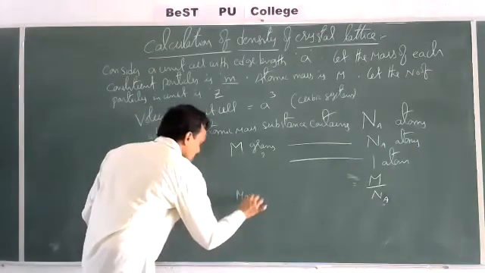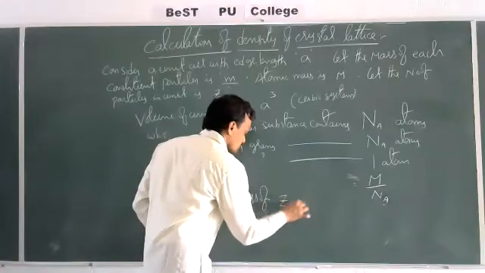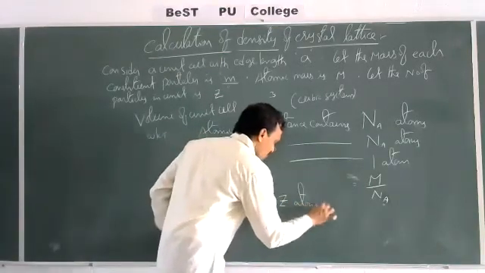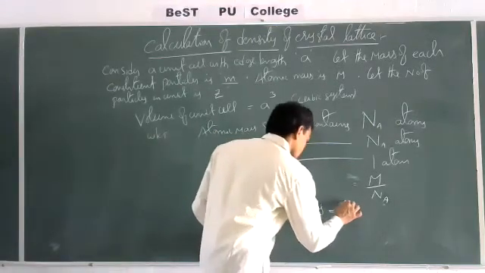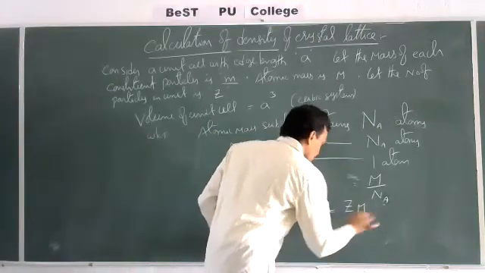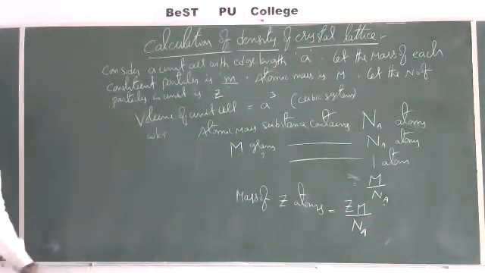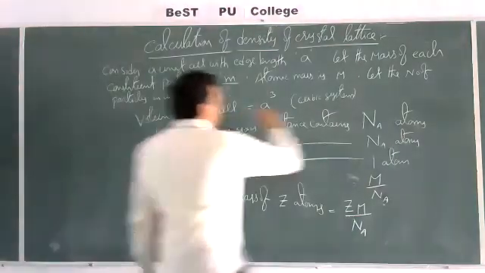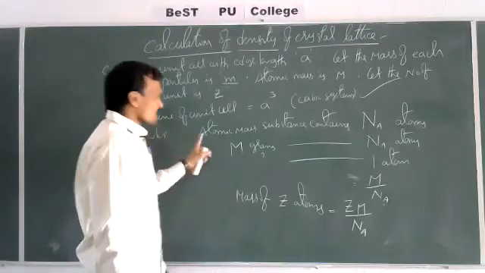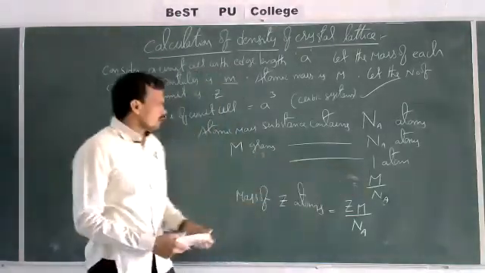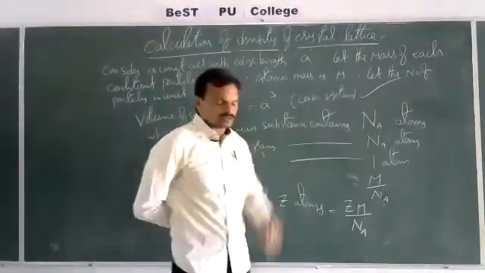Therefore, the mass of Z atoms is equal to Z into m by Na. This is the mass of Z atoms. So first we have taken the volume of the unit cell, and then we have calculated the mass of one atom first. As you know, the atomic mass of a substance contains Avogadro number of atoms, this is the standard relation.